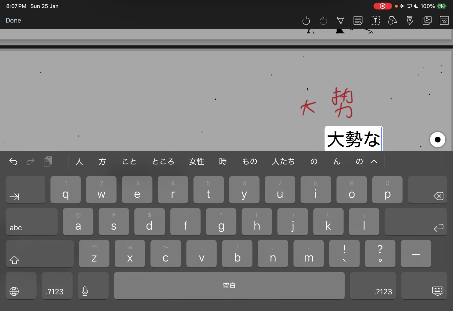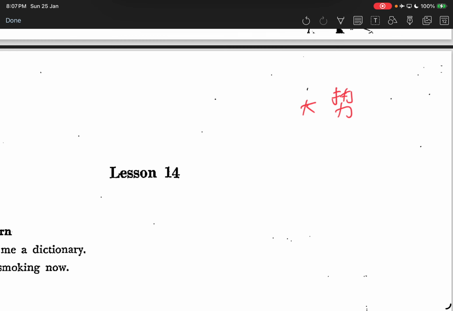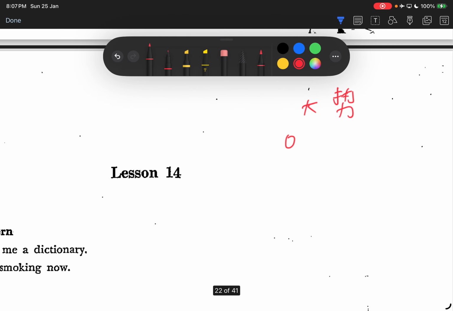Okay? So this word is just oze. O-Z-E-I. So instead of oi, it's just oze. Oze na hito. Oze na gakusei. It means like there's a 大群 lah. There's a big group of people. This is for crowds. Okay?